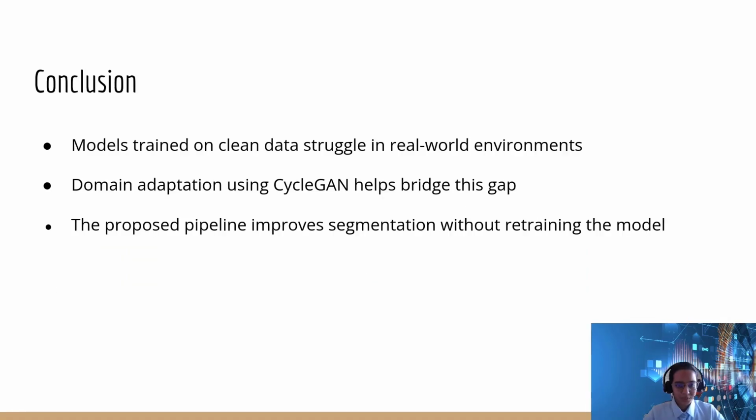So, to conclude, the models were trained on clean data and they struggled in real world environments. Domain adaptation using CycleGAN helped to bridge this gap. And the proposed segmentation pipeline helps improve the metrics without retraining the model. So, this approach can reduce data annotation costs and improve deployment reliability in industrial vision systems.